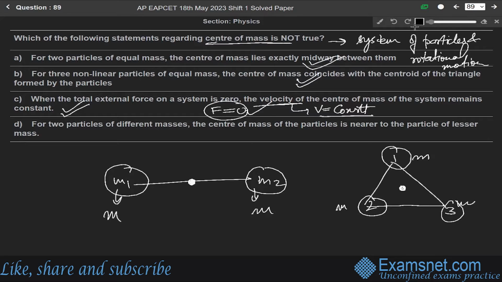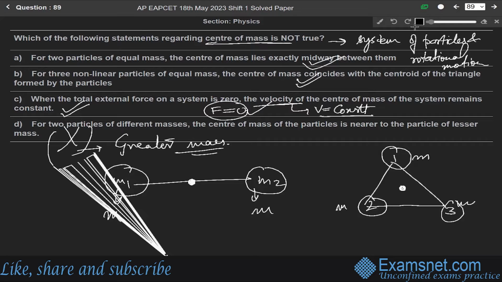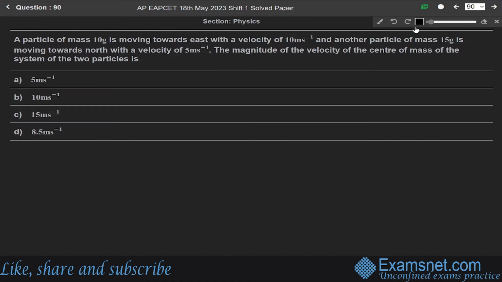But the fourth statement is that for two particles of different masses, the center of mass is nearer to the particle of lesser mass. For a two-particle system of different masses kept at a certain distance, the center of mass of the system is always nearest to the greater mass, not towards the lesser mass. So this statement is wrong. Among these four, option D is the wrong one. Now, next question, 90.